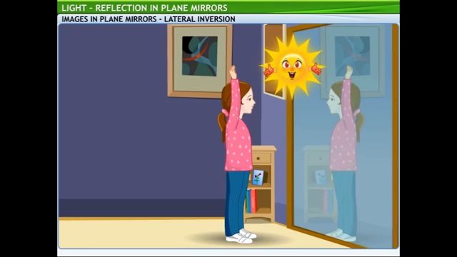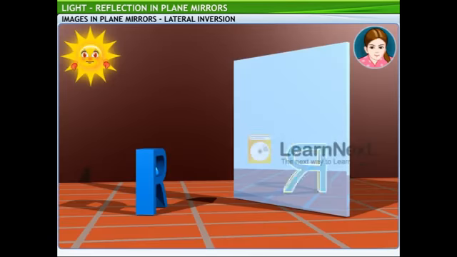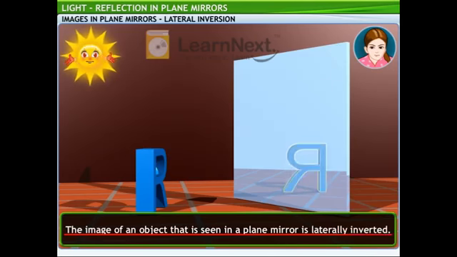Now, observe the image of the letter R formed during the activity. Same thing, the left side appears to be on the right, and the right side appears to be on the left. That is because of the phenomenon of lateral inversion. The image of an object that you see in a plane mirror is laterally inverted.